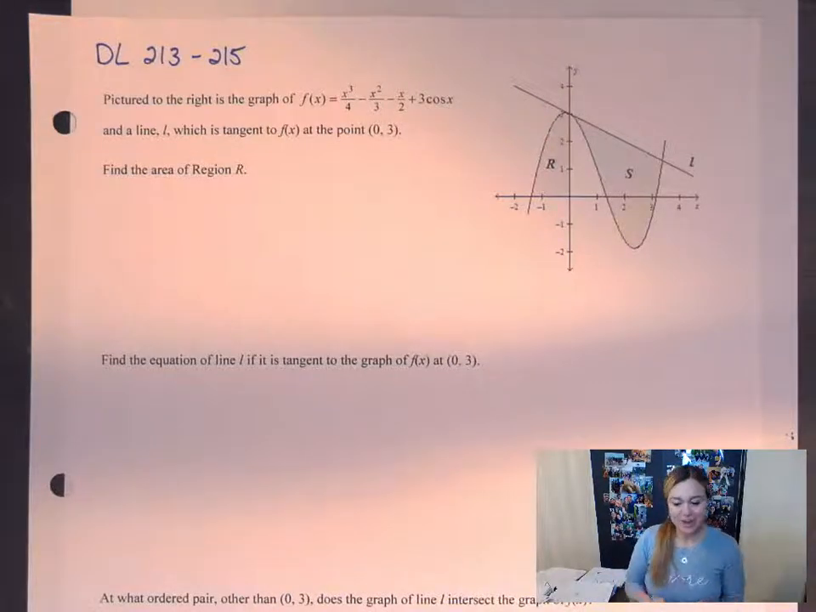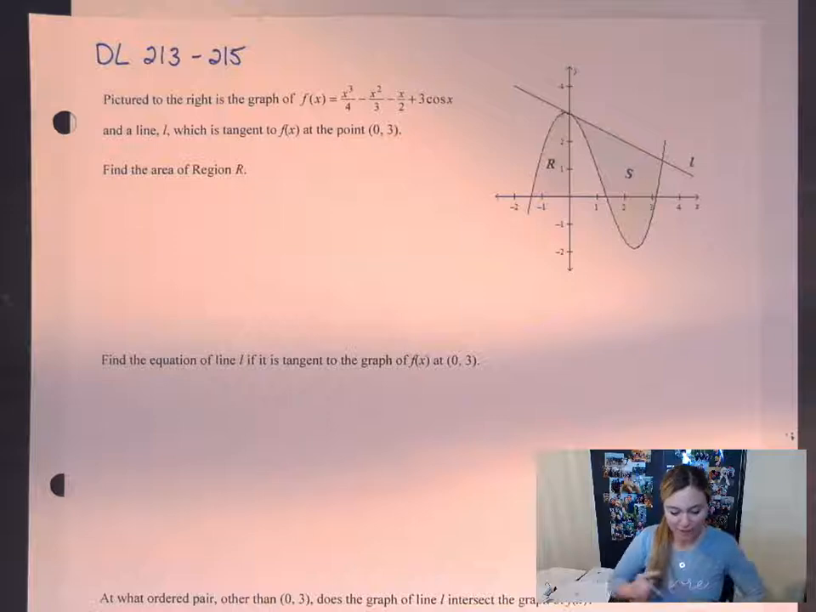Hi! We are on daily lessons 213 to 215. Let's do some calculus. So we're going to practice finding the area between two curves. So everything you've already learned, we're just putting into play today. We're just practicing today.